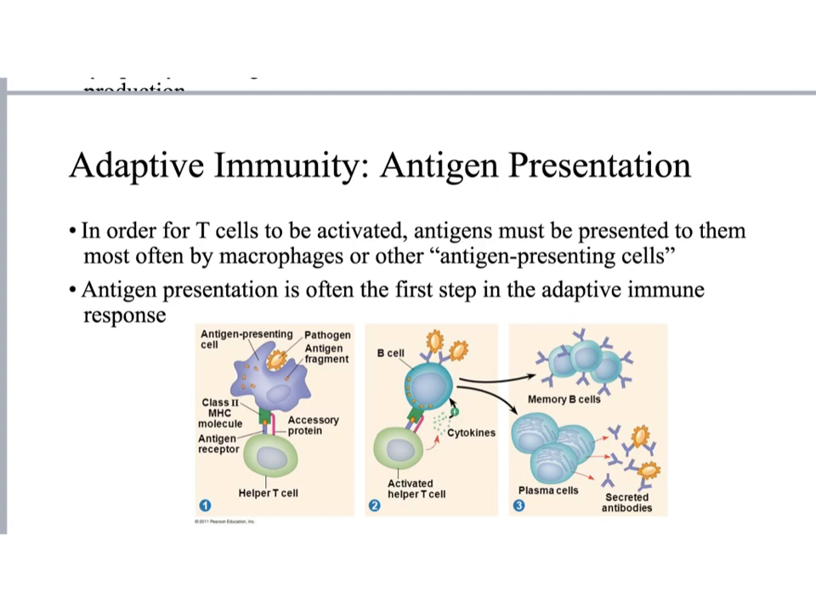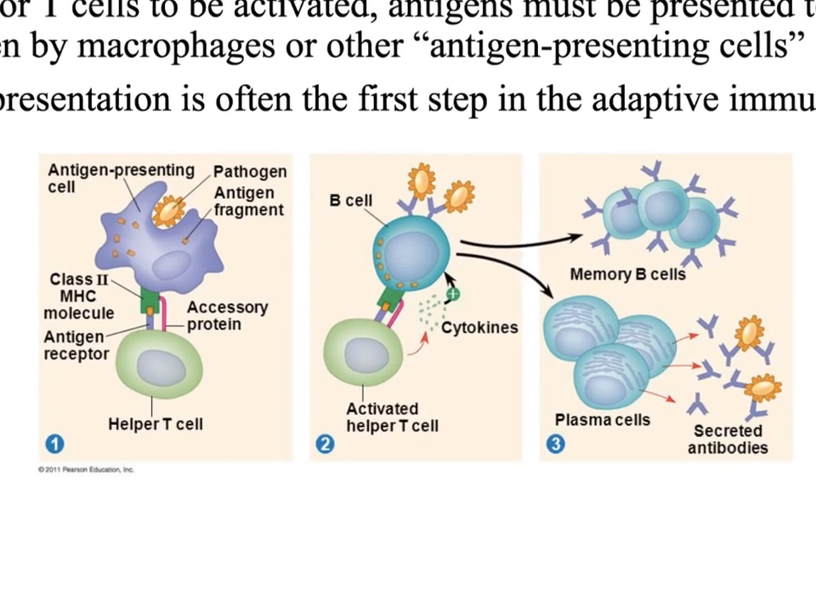So the macrophages or neutrophils or whatever that are encountering these bacteria, let's say, in the local tissue, will then go to the nearest lymph node and present these antigens to T cells. So then the T cells, once they're presented with the antigen, and you can see kind of what's going on here.